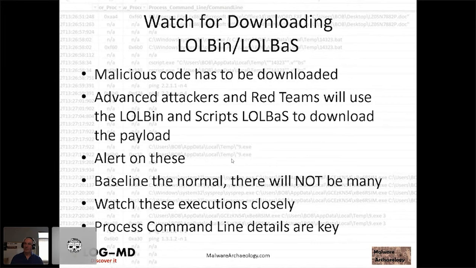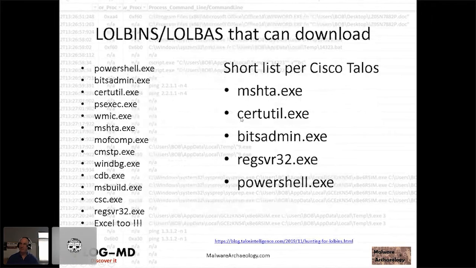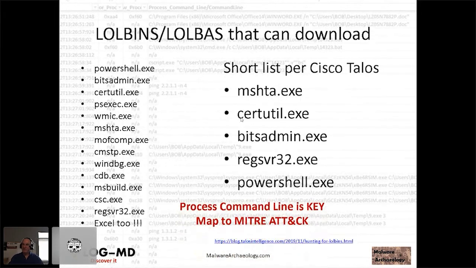And baseline the normal, right? There will be many normal ones, so get those combos. Again, process command line will give you what's normal. Filter those out exactly by the entire command, and then watch for any new ones, right? Process command line is the detail and is key here. And here's a short list of them according to Cisco Talos. Again, process command line is going to be able to tell you what they are.